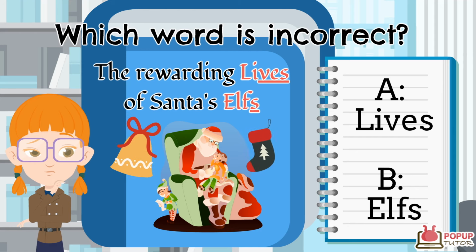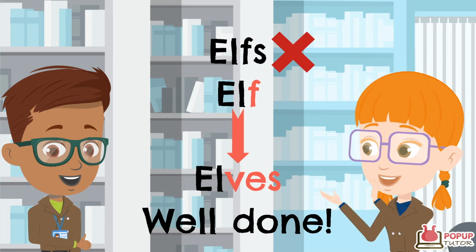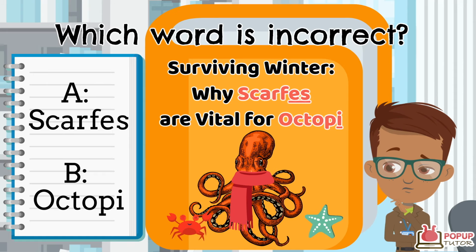Here is a new book. The Rewarding Lives of Santa's Elves. Which plural noun has been spelled incorrectly? Word A, lives, or word B, elves? Word B, elves. It should be elves. Well done.